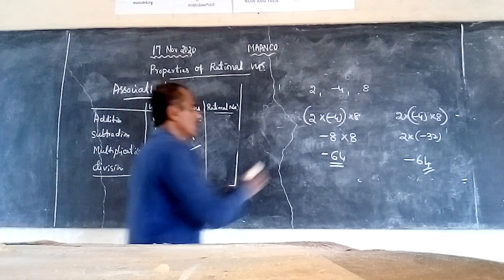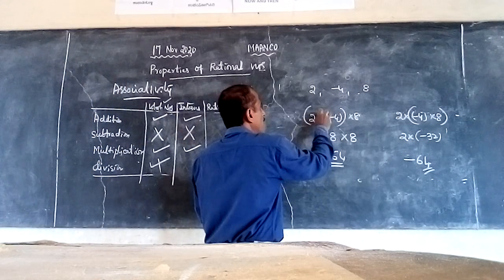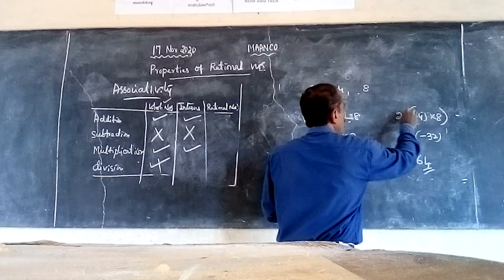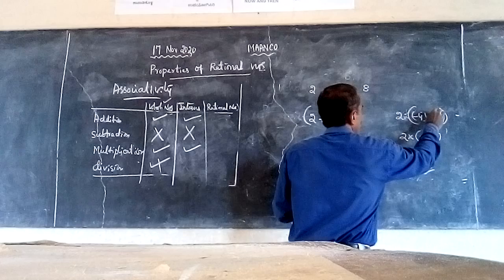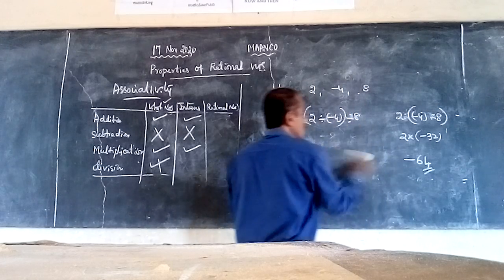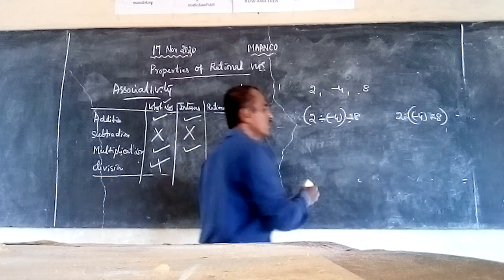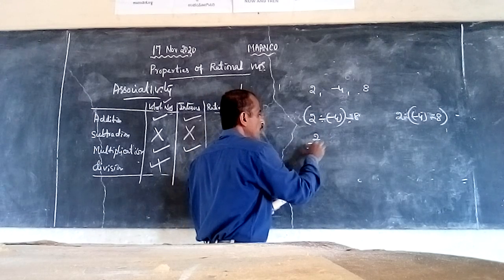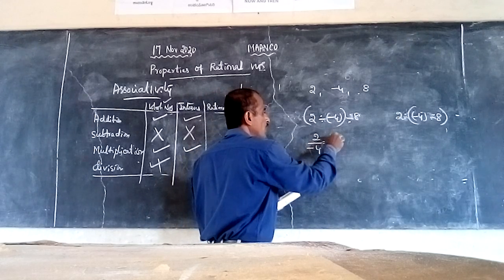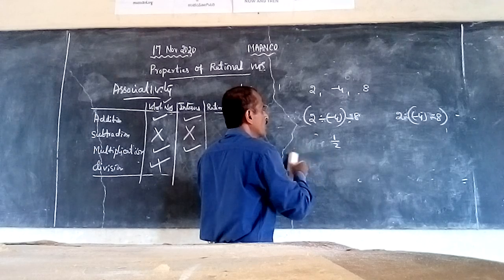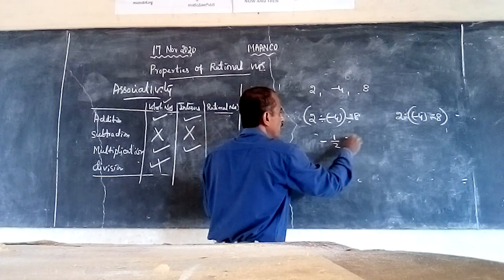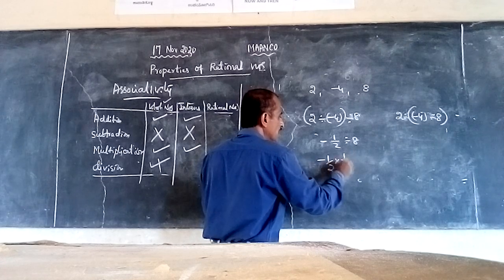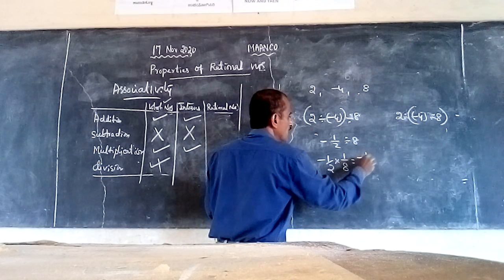Now division. Let us divide here. 2 divided by minus 4 divided by minus 8 is equal to 2 divided by minus 4 divided by minus 8. Whether it is true or not, we have to check. So if you check, 2 divided by minus 4, the answer is minus 1 by 2. See, minus 1 by 2 divided by 8 is equal to minus 1 by 2 into 1 by 8. The answer is minus 1 by 16.